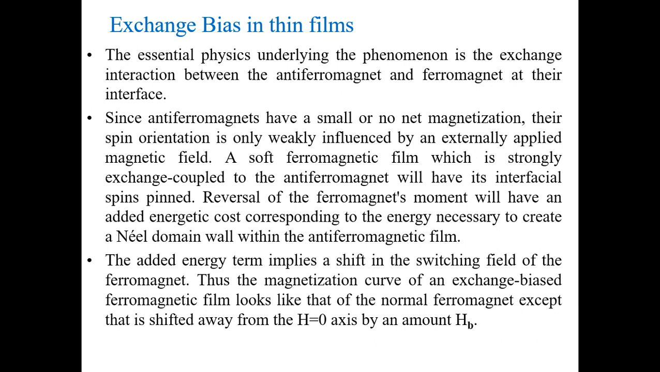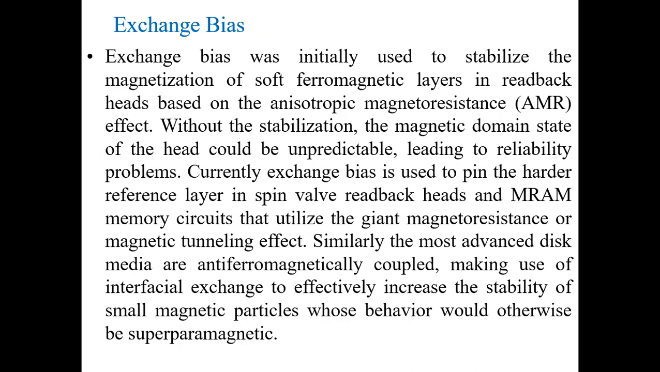The added energy term implies a shift in the switching field of the ferromagnet, and the curve looks like a normal ferromagnetic curve, but is shifted from the H equals 0 axis by an amount HB, which is the exchange bias field.